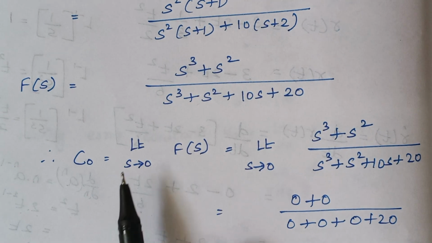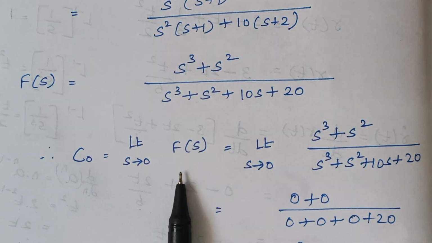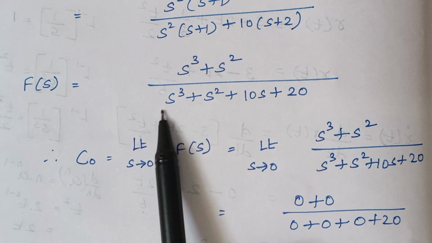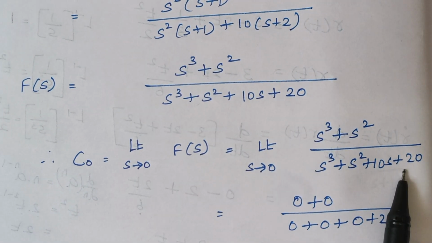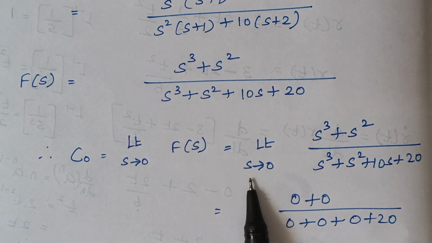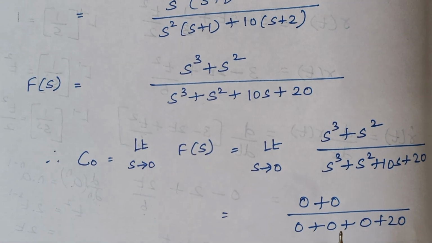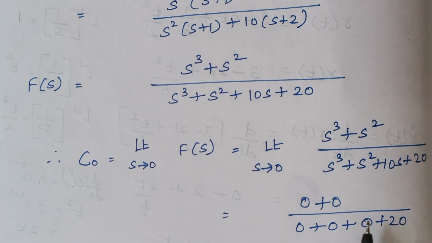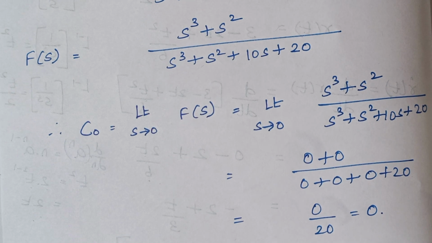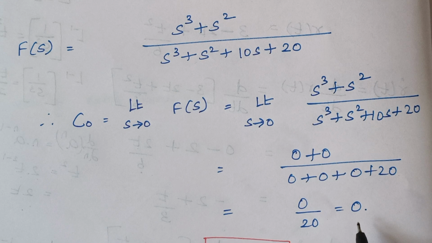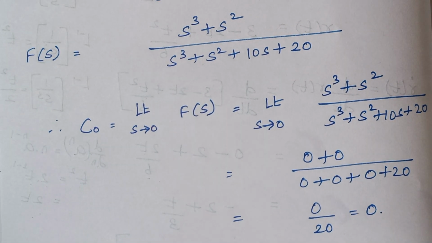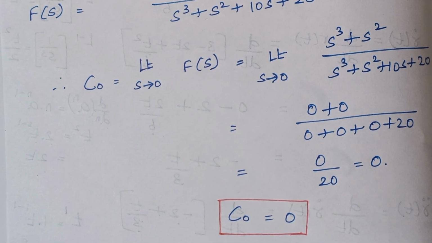So C naught is given by limit s tends to 0 of f of s, which is equal to, so this is our expression for f of s, right? So just write this equation, and the next step is we have to substitute the value of s as 0 in this expression. So when you substitute, we are getting the values like this, and finally the value of C naught is found to be 0 by 20, which is equal to 0. So finally, the value of C naught is found to be 0 here, right?